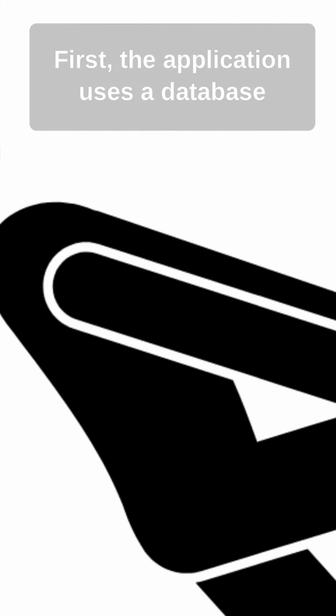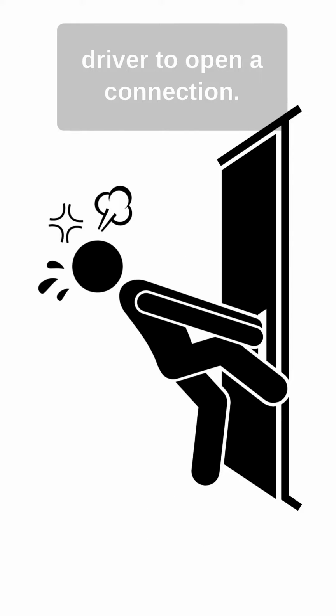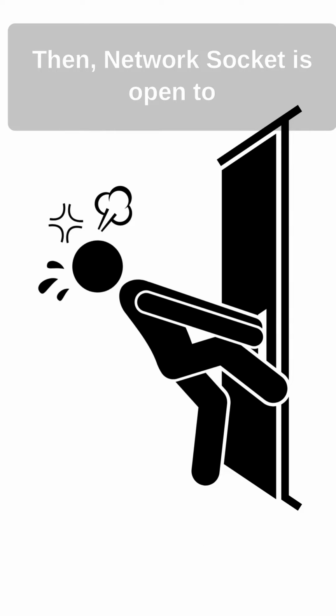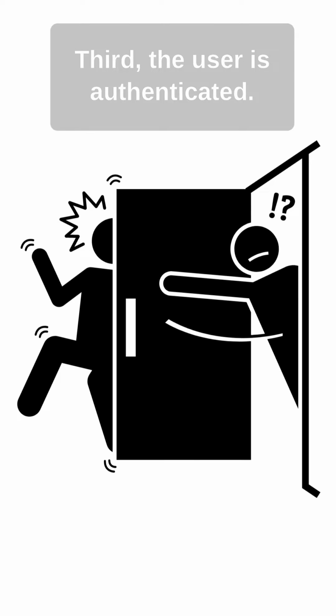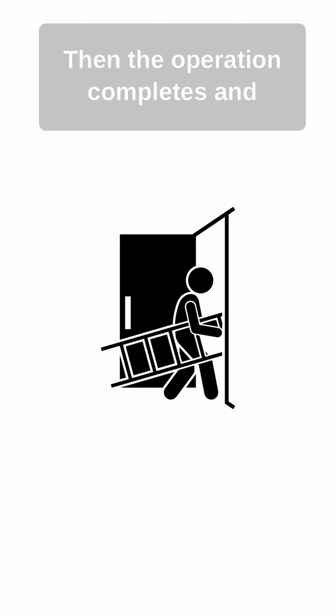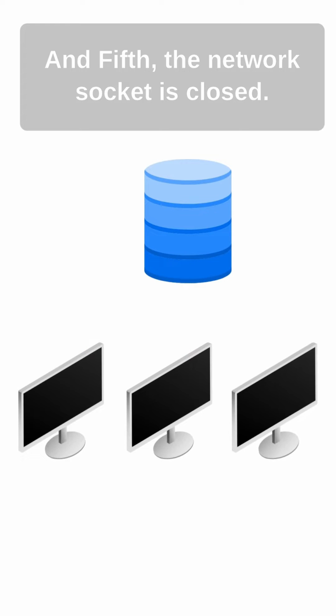First, the application uses a database driver to open a connection. Then, a network socket is opened to connect the application and the database. Third, the user is authenticated. Fourth, the operation completes and the connection may be closed. And fifth, the network socket is closed.